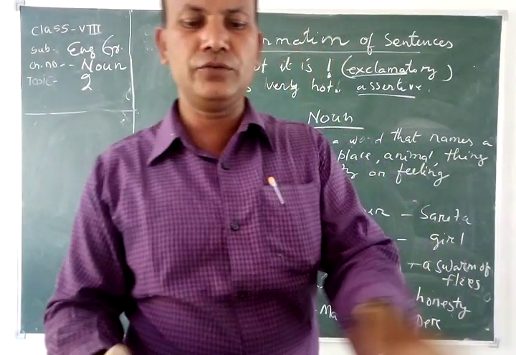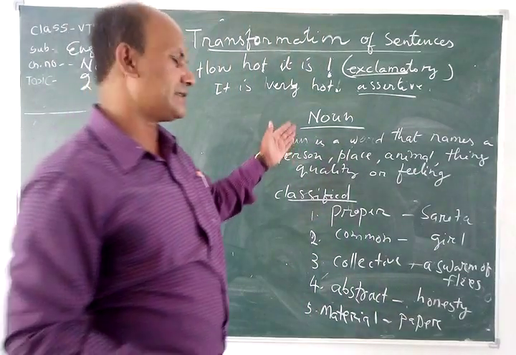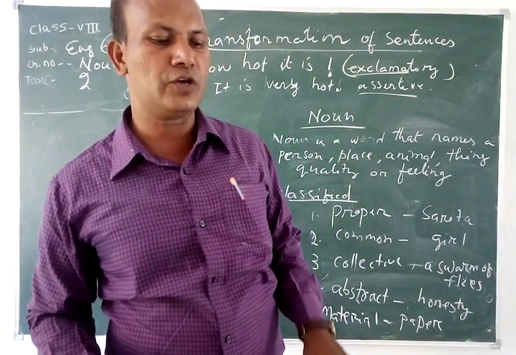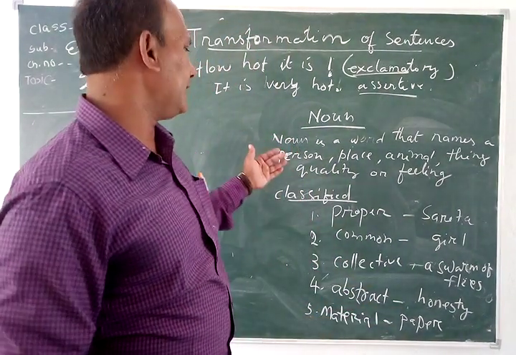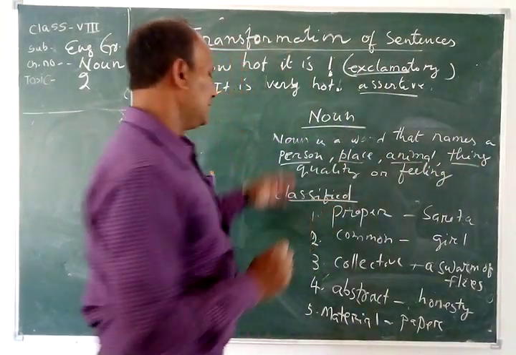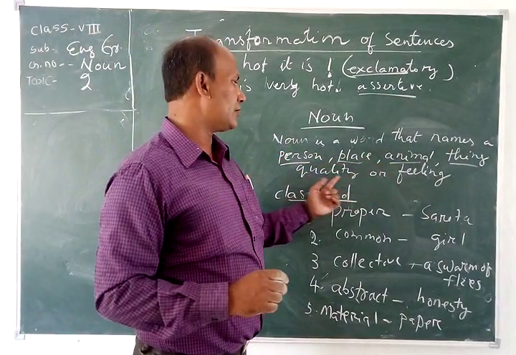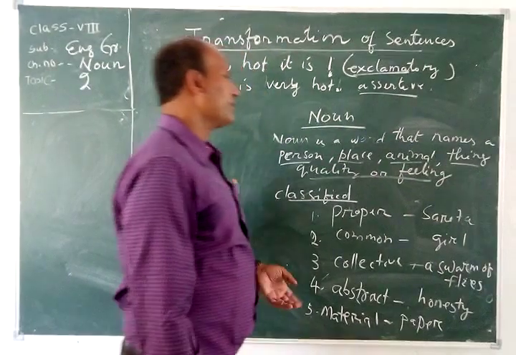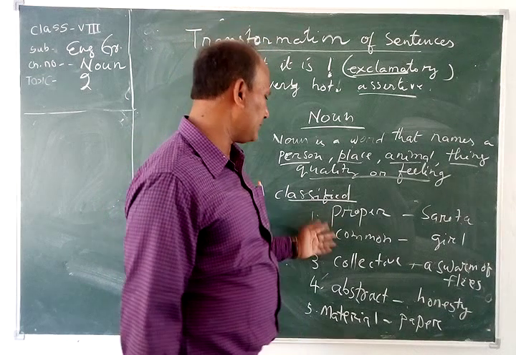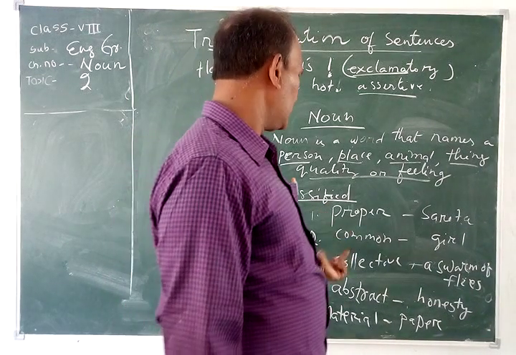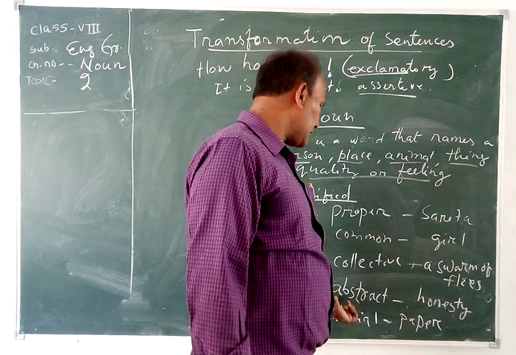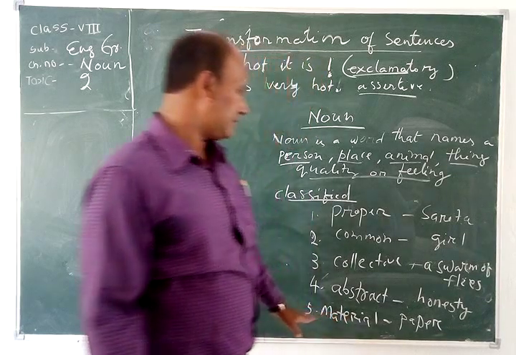So today I shall continue with nouns, a very important part of speech of English grammar, out of nine parts of speech. First you have to know what a noun is. A noun is a word that names a person, place, animal, thing, or quality of things. We have to discuss five types of nouns: proper noun, common noun, collective noun, abstract noun, and the last one, material noun.